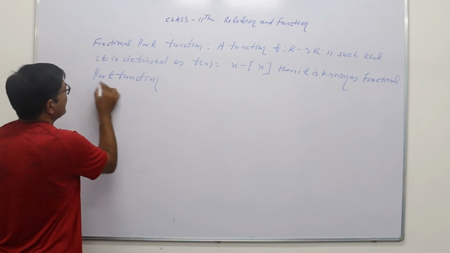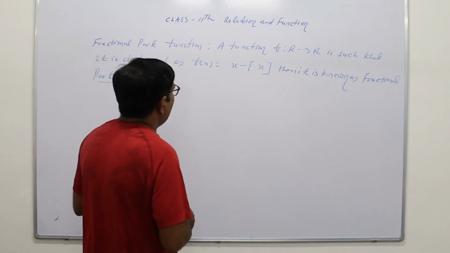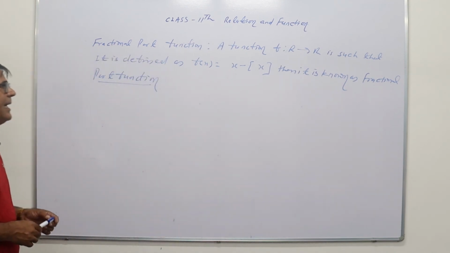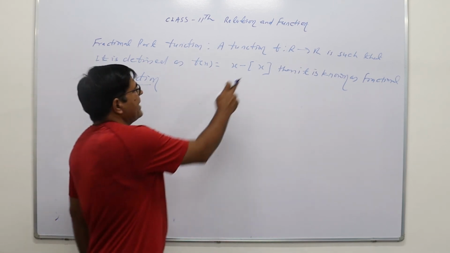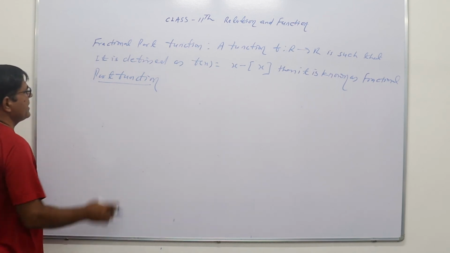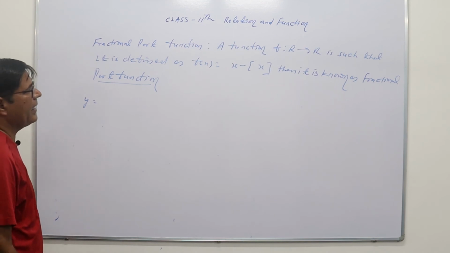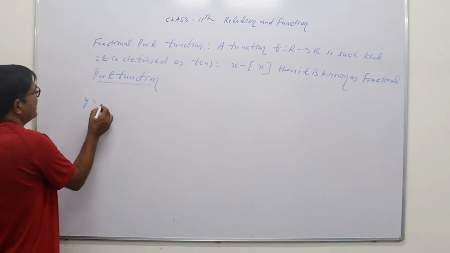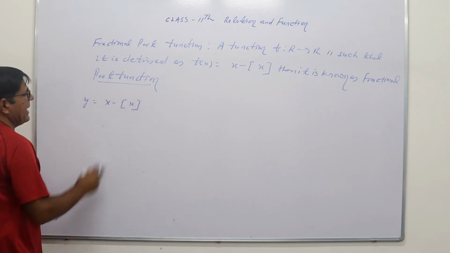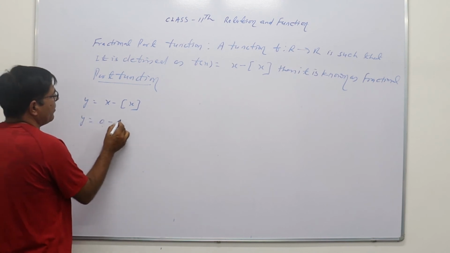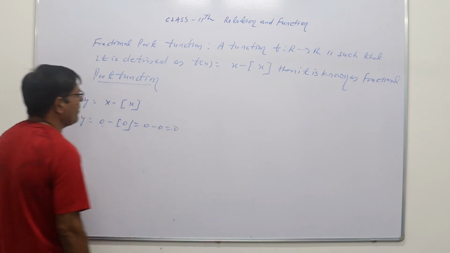Now we will first draw the graph and then we will observe the domain and range. So fractional part is x minus greatest integer of x. We will take some values. Let the domain value be x and the range be y. Then y will be equal to x minus greatest integer of x. Let x be equal to 0, then y will be 0 minus greatest integer of 0. So 0 minus 0 will be equal to 0.